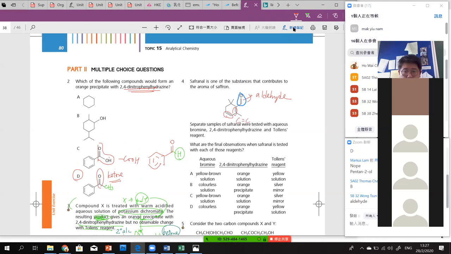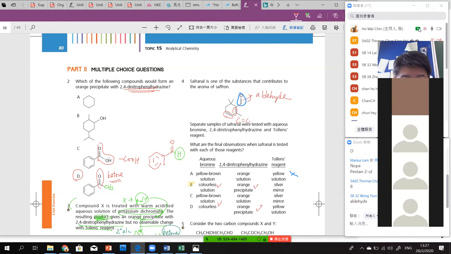So you're going to check those chemicals to see if any give positive results. Aqueous bromine, positive result, so it is decolorized. For 2,4-dinitrophenylhydrazine, of course, they will have an orange precipitate. How about this? Orange precipitate still yes, right? Yellow solution. Yes, that's right. How about next? It's aldehyde, so silver mirror, yes. Yellow solution, no, right? So the answer is B. Can you get the point?